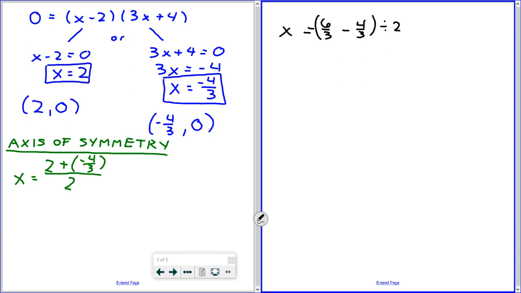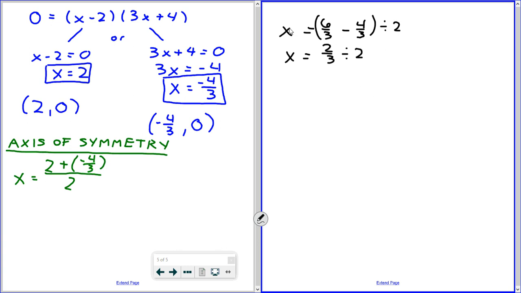Okay, can someone please be brave and tell me what 6 over 3 minus 4 over 3 is? 2 over 3. Very good. So x equals 2 over 3, divided by 2. Now this one's still difficult. You can do it in your head if you want to, but go ahead.